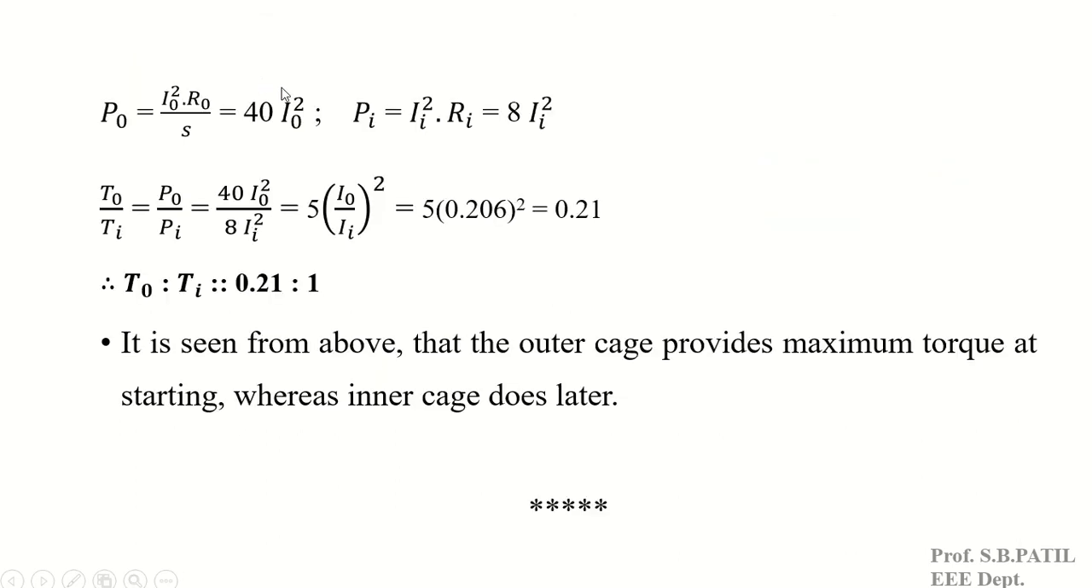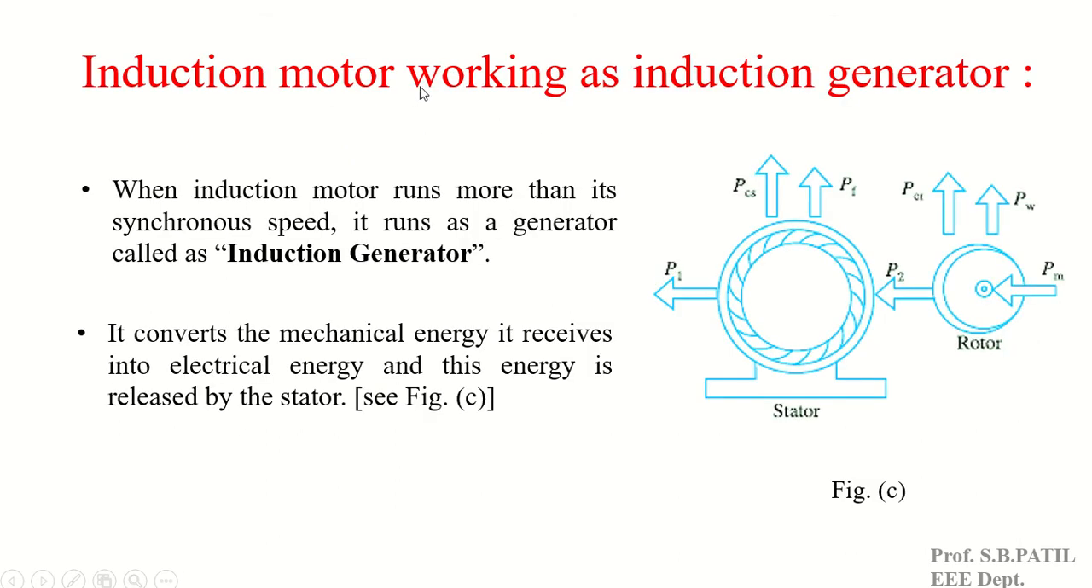Next, the induction motor working as an induction generator. When an induction motor runs above its synchronous speed, it runs as a generator, known as an induction generator. It converts mechanical energy into electrical energy. This energy is released by the stator as shown in the figure.